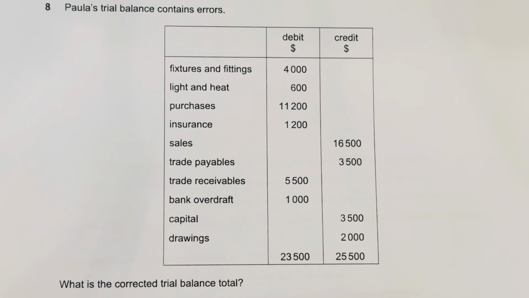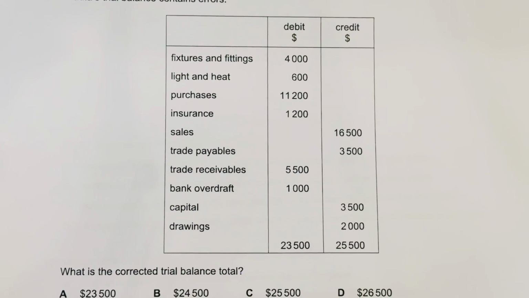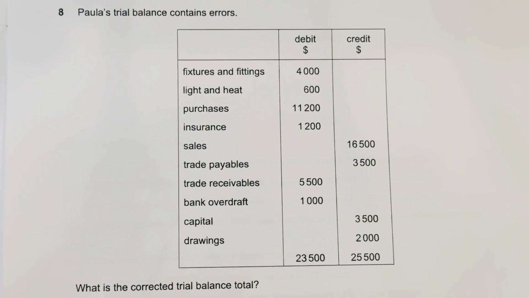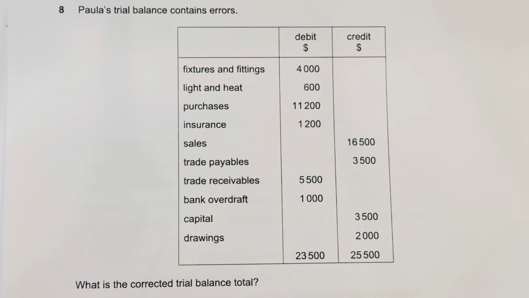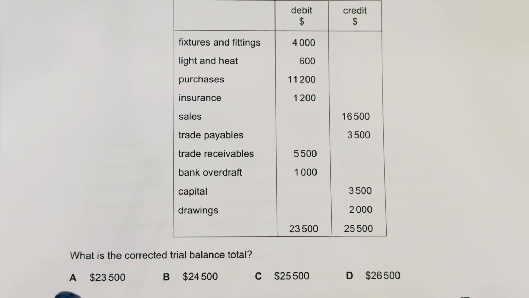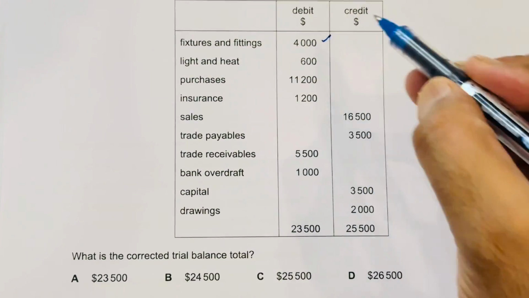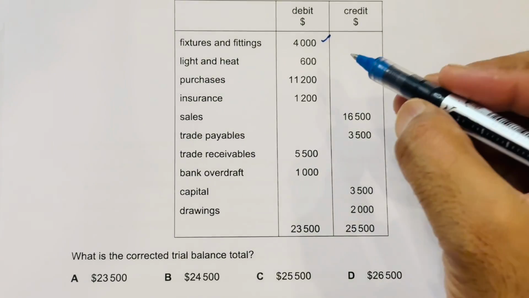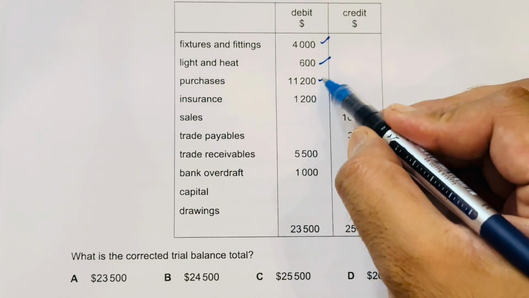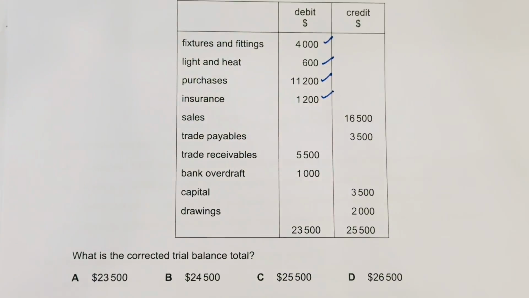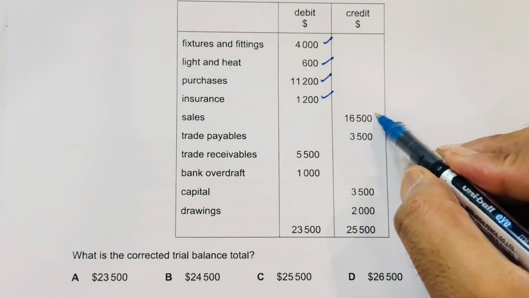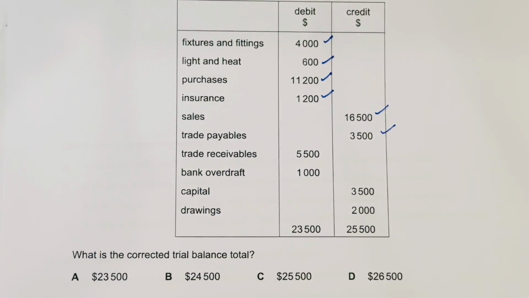Question number 8 is of trial balance and I know you can't see that, so I'm going to read the first statement. Paula's trial balance contains errors. Now you can see all the options and the table clearly, and the trial balance is given. So first we're gonna see what the corrected trial balance is. Fixtures and fittings should be debited and it is debited. Light and heat should be debited. Purchases should be debited. Insurance should be debited. So these are the right amounts. Sales should be credited and trade payables should be credited. There is no error in that.